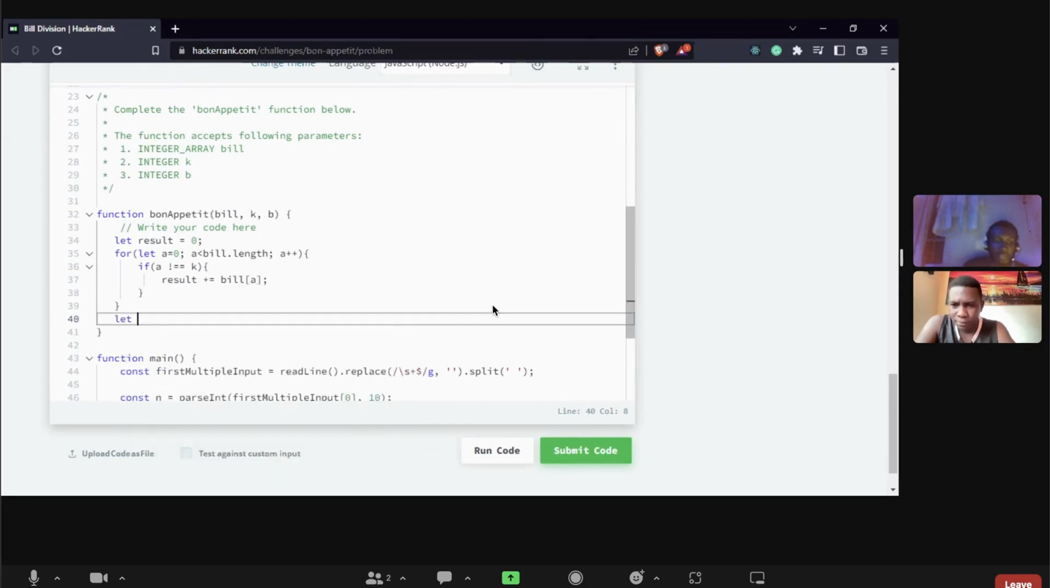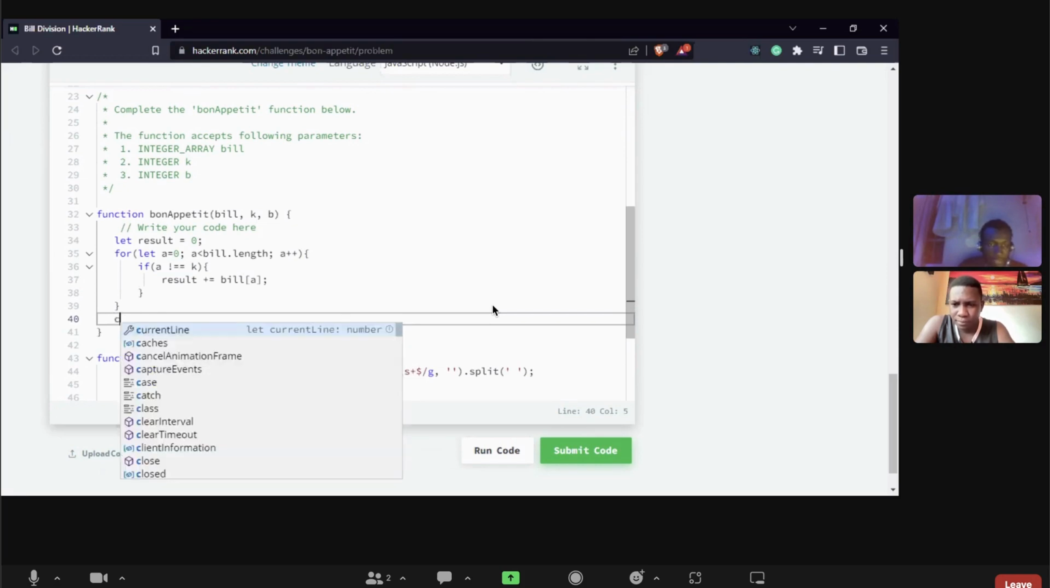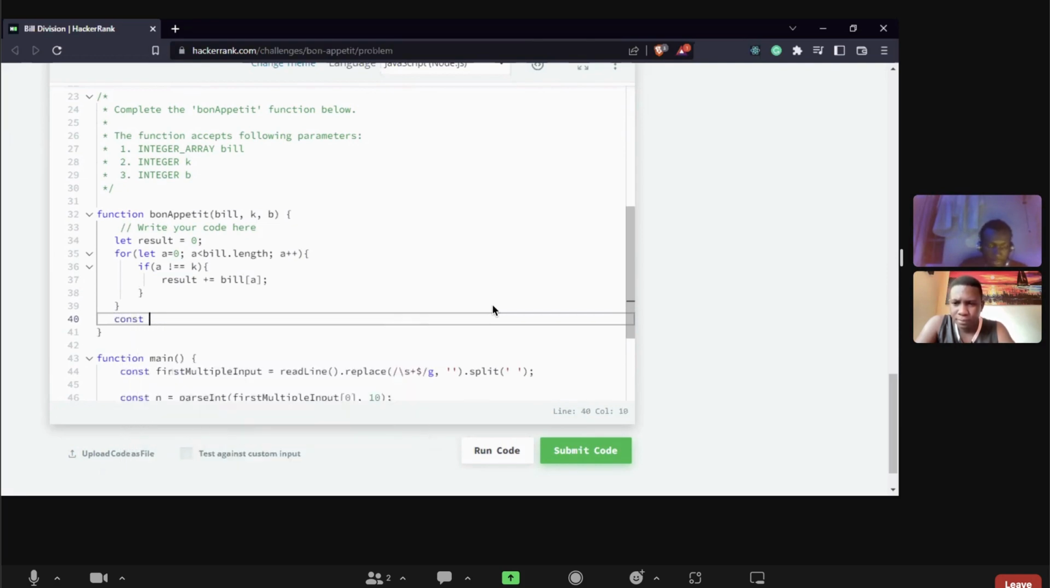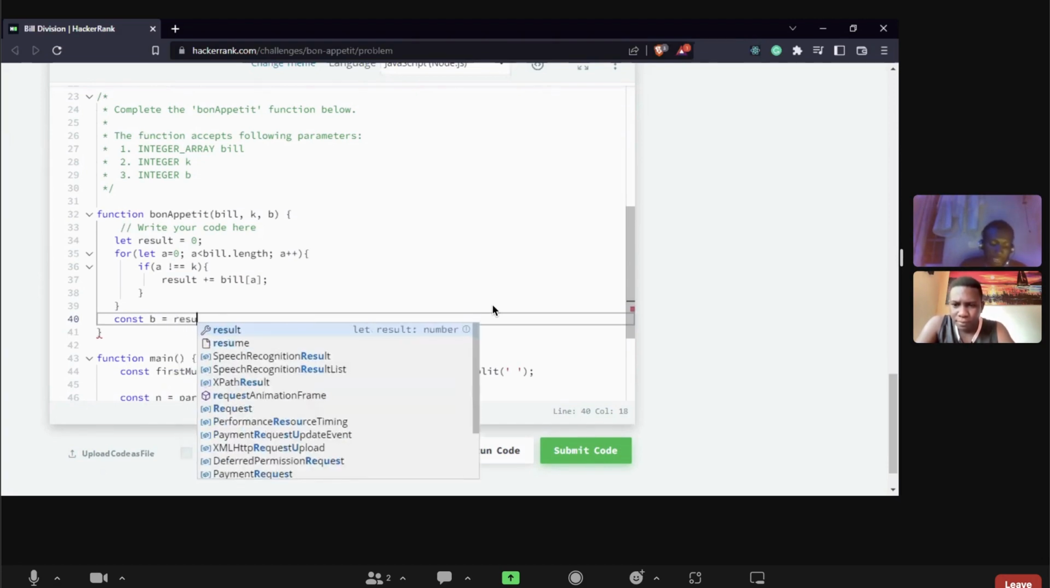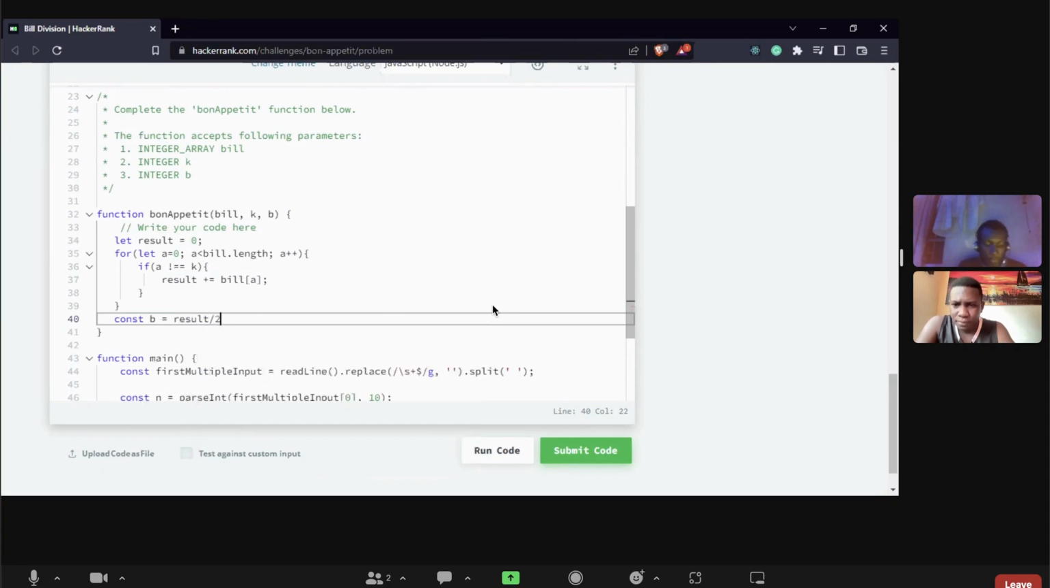So we just, again, declare a temporary place. The first one I used let because it will be changed. Now I can use, for example, const because we are just storing a constant value. So we are saying just the result, we divide it by 2.